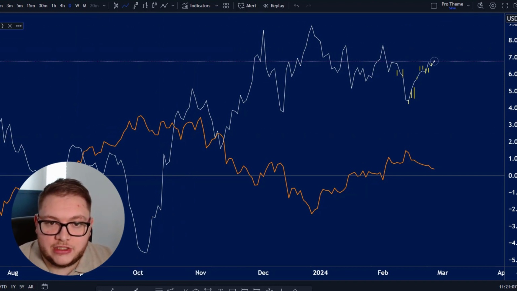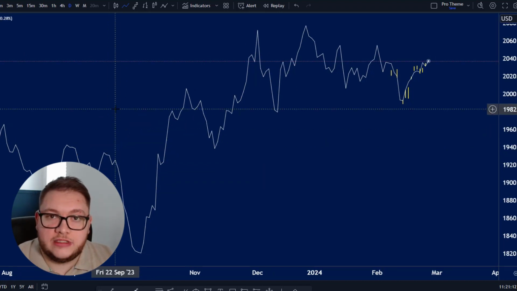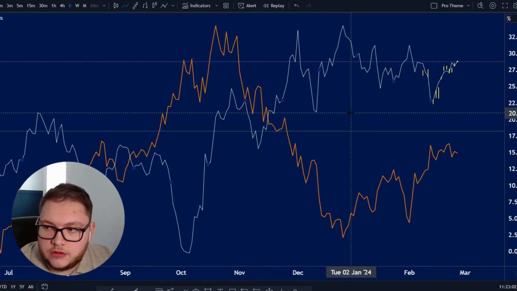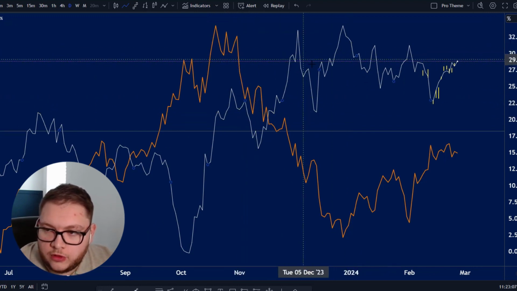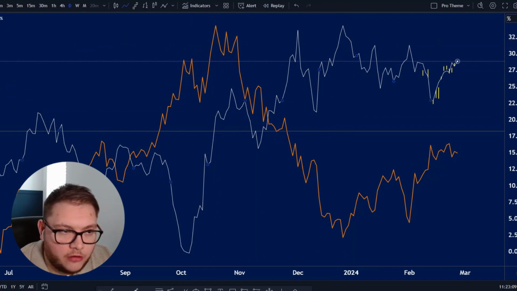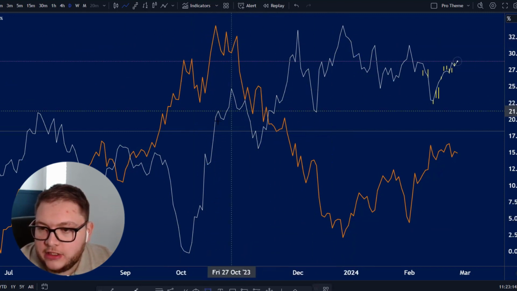Another chart that you can look to use as well is the 10-year yields. Here I've got the overlay of the US 10-year yield with the price of gold, the white line, and the 10-year, the orange line, and again we can see how these work inversely to each other.